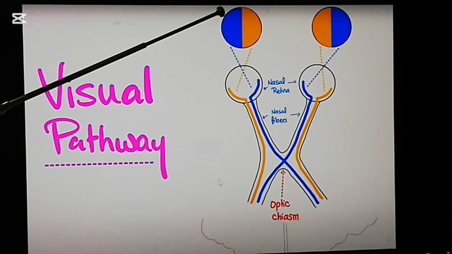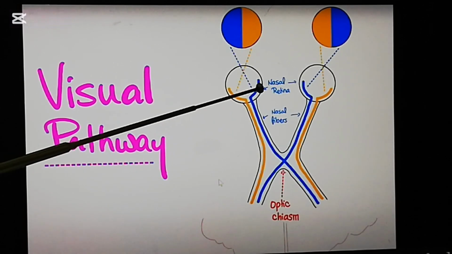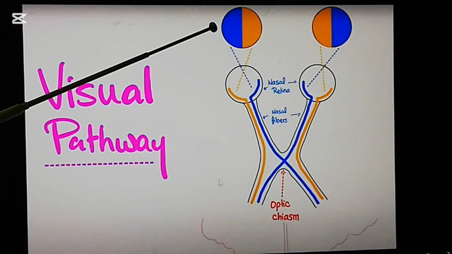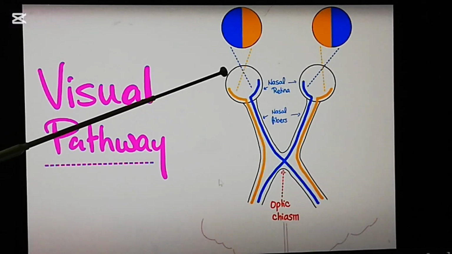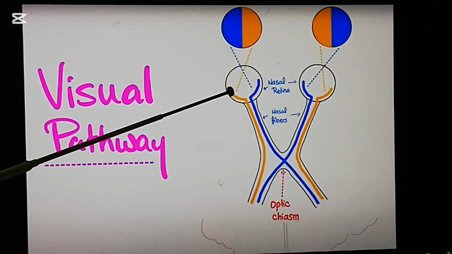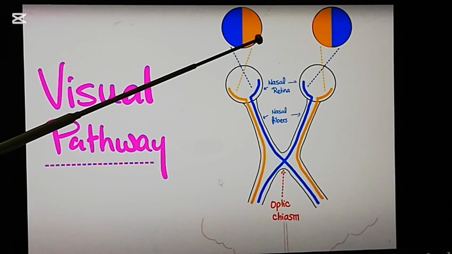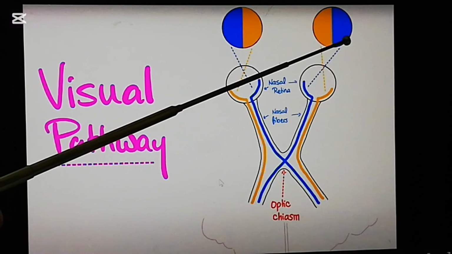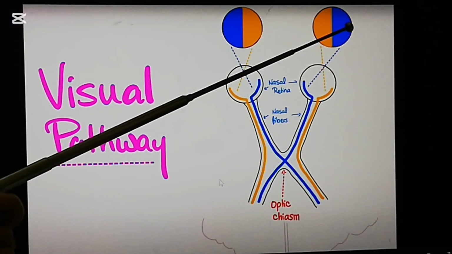So as we can see, the fibers of the retina present on the nasal side are receiving all the information from the lateral half of the visual field. Okay, and the temporal fibers are receiving all the information or image from the medial side of the visual field, right? So again, here you can learn this is the nasal half and this is the temporal half of the visual field.